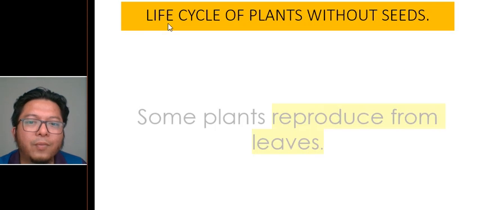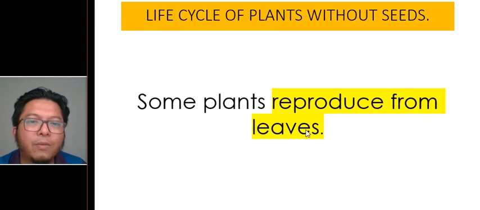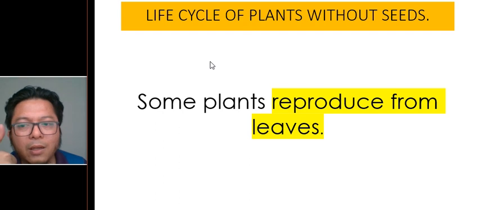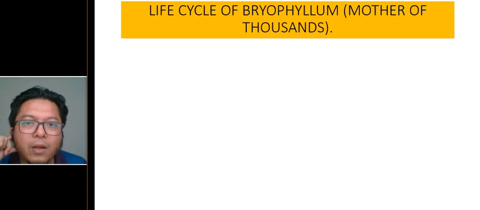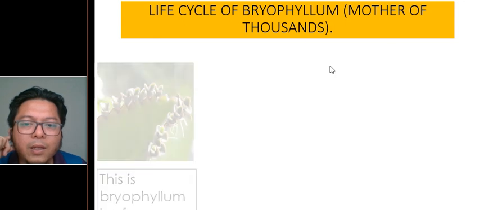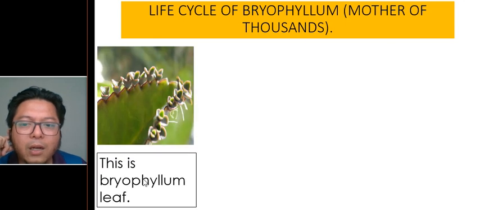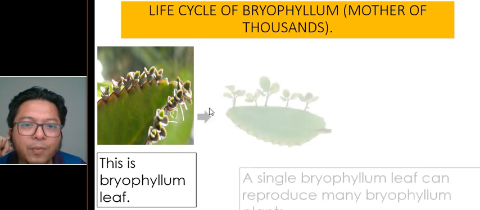Next, some plants reproduce from leaves. Now just now we have learned about plants that they can reproduce from stem and from roots, and now from leaves. Life cycle of BRYOPHYLLUM, mother of thousand. Remember mother of thousand, this one. This is a BRYOPHYLLUM leaf. This big one is leaf. So on the leaves there are many small BRYOPHYLLUM.